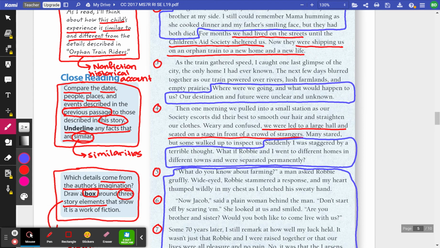So the next thing I have is in paragraph 3. I boxed in, "Where were we going and what would happen to us? Our destination and future were unclear and unknown." So this is fictional because it kind of shows us the main character's feelings. It lets us know how they're feeling right now. So this provides some characterization. We know that right now this character is confused. They don't really know what's happening. They are getting ready to step into the unknown, and that could be a little bit worrisome right now.